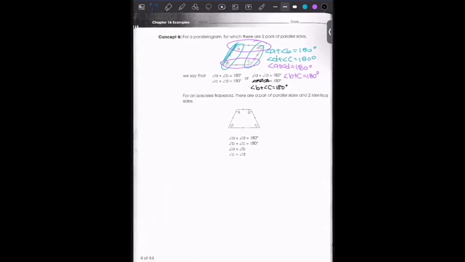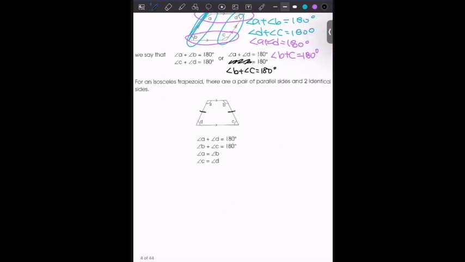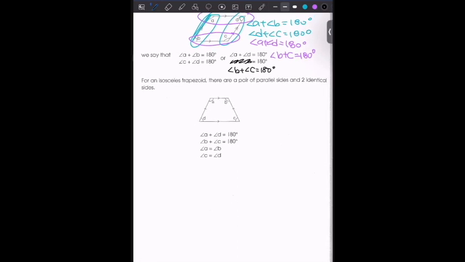And so for an isosceles trapezoid, of course, the bases are supposed to be parallel. The bases are parallel by definition, since we need one pair that's parallel. And for the trapezoid to be isosceles, the two other sides must be equal in length. So there is a pair of parallel sides, in this case the bases, and two identical sides. We know they're identical because of the tick marks that represent that those two are identical.